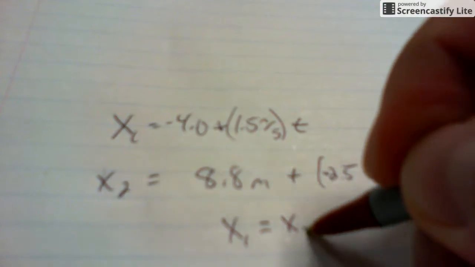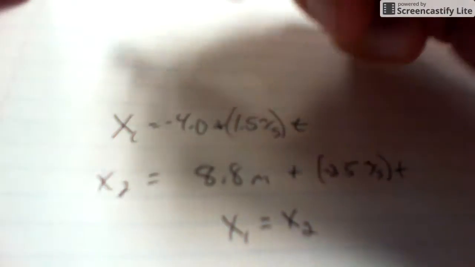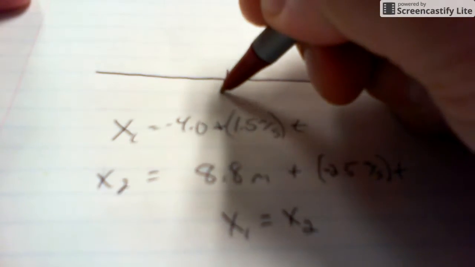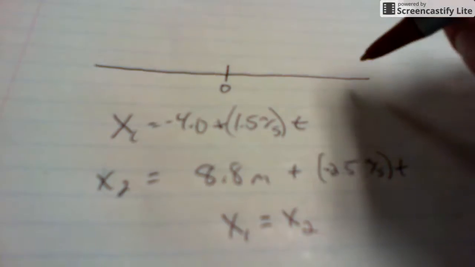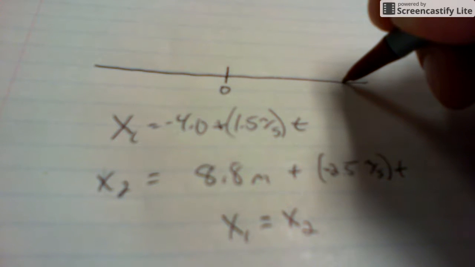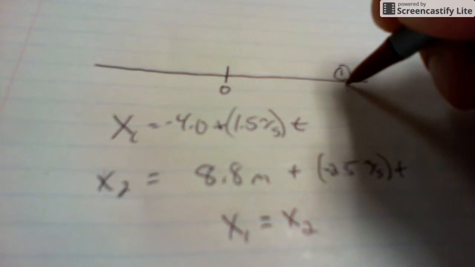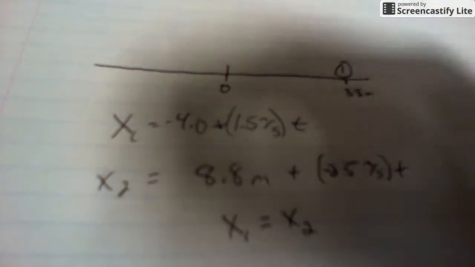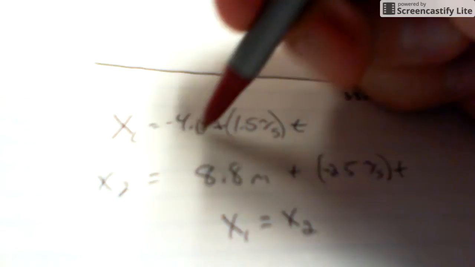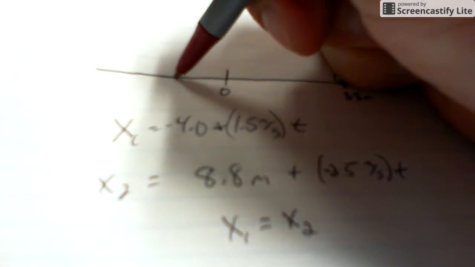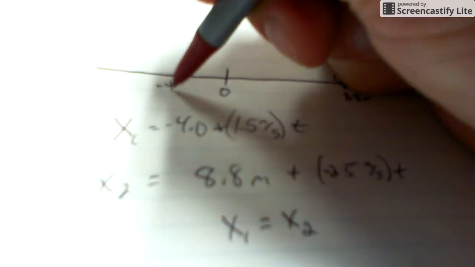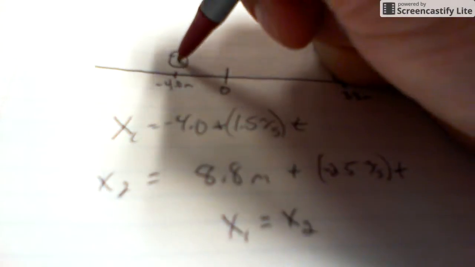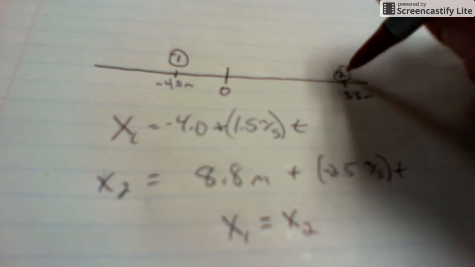They're colliding when their positions are equal, meaning the position for car 1 is equal to the position of car 2. Now, if you think about it on a number line, just trying to conceptualize what's happening here, we have position 0 there. Car 1 starts at a position of negative 4.0 meters, and car 2 starts at a position of positive 8.8 meters.